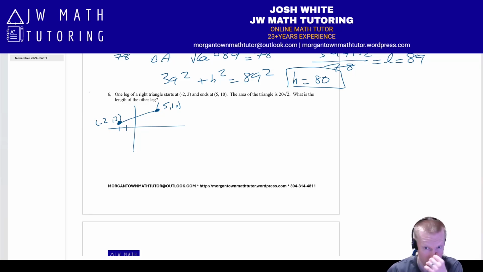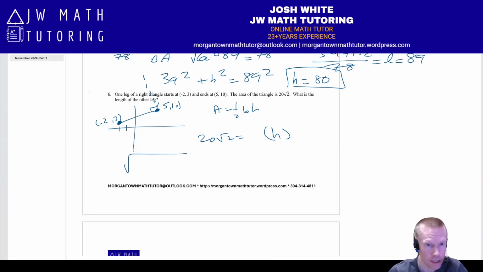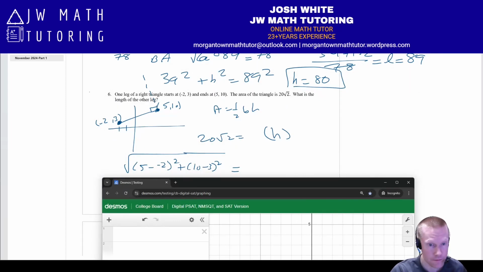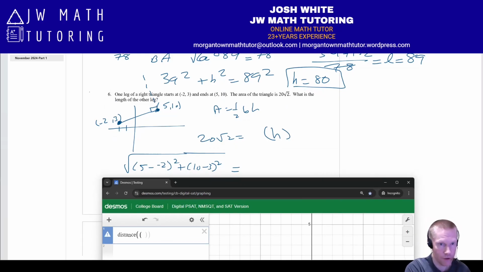And then you were told the area of the triangle and want to know what is the length of the other leg. So all we're doing is using the area formula, 1/2 base times height. We know the area is 20 root 2. And then the base, the height is what we're going to solve for. The base, here we're just going to use the distance formula to find the distance between these 2 points. Now, if you want to, you could do 5 minus -2 squared plus 10 minus 3 squared, and then do all that work out. But who wants to do that? We can just go to Desmos. And we can just use the distance formula with our 2 points.